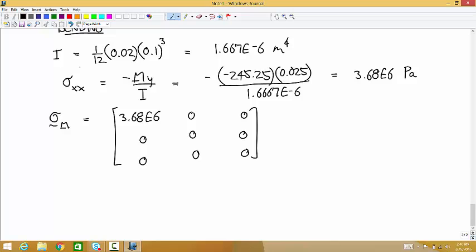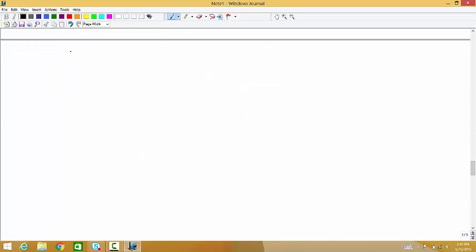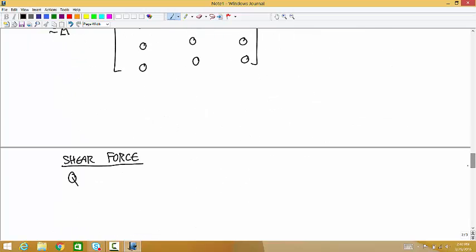And now we'll go to the shear force. Okay, so we already have I. We need that for the shear force calculation. So now we just need to calculate Q. So what's Q for this line? Well, it's equal to the area above that line times the distance to the line. So what's the area?